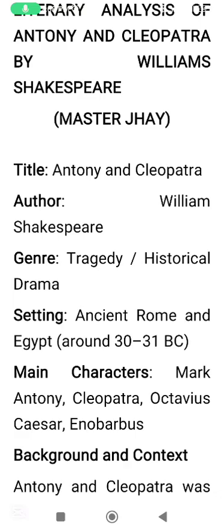Then we also have the temporal setting. The temporal setting has to do with time, the period in which the events in a literary work take place. So the title once again is what? Antony and Cleopatra. The author, or whom we can call the playwright, is William Shakespeare. The genre is tragedy, and that is historical drama. The setting is ancient Rome and Egypt, and the time setting is around 30 to 31 BC.